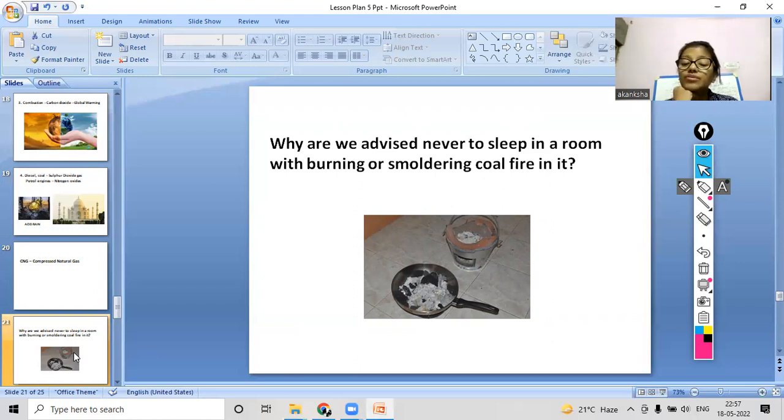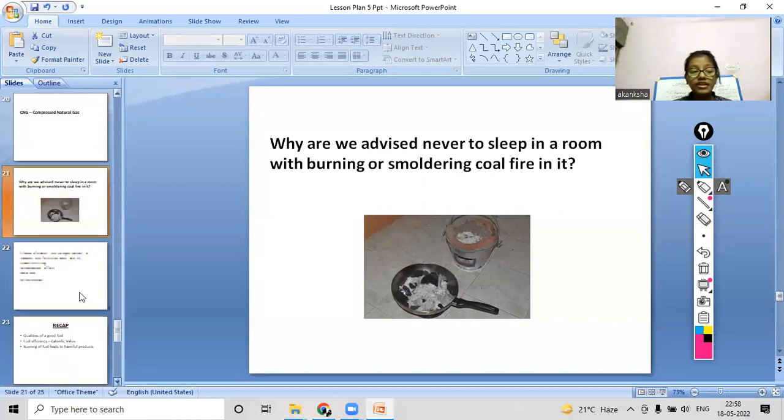We are advised not to sleep in a room with a burning or smoldering coal fire because carbon monoxide gas is produced, and this carbon monoxide combines with our blood and takes away the oxygen. Thus, it suffocates our body and causes us to lose consciousness, as oxygen is not supplied properly to the body. So this is the reason why we are advised not to sleep in a room with a burning or smoldering coal fire. So this was all about the different ill effects.